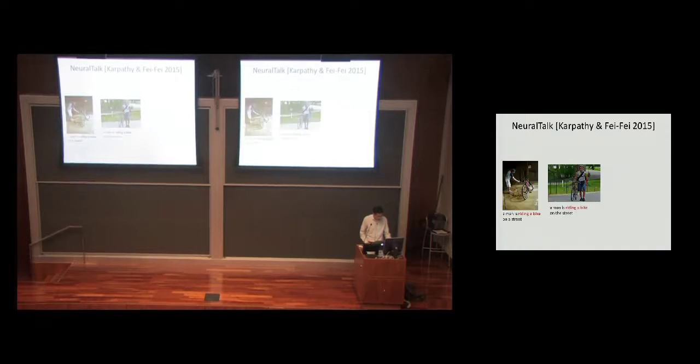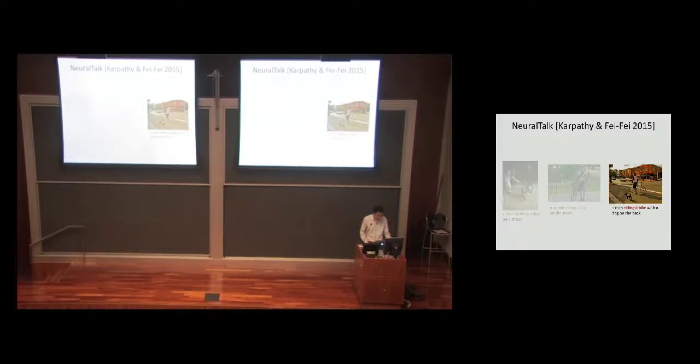One of them is that it seems that it tends to say the same relationship given the same set of objects. For example, in these two images, the person is actually not riding a bike, but the system says riding a bike nonetheless. And here's another example. The system gets all the objects correct, but none of the relationships. So it does show that the understanding of relationships is limited.